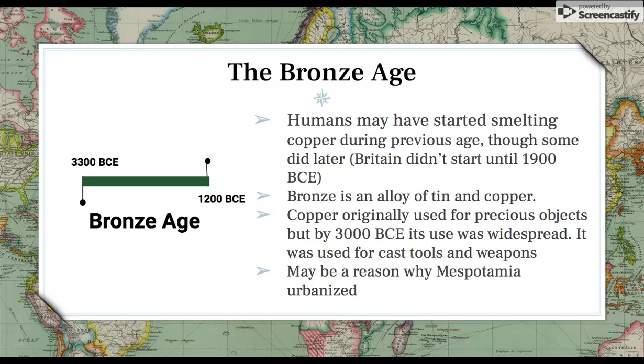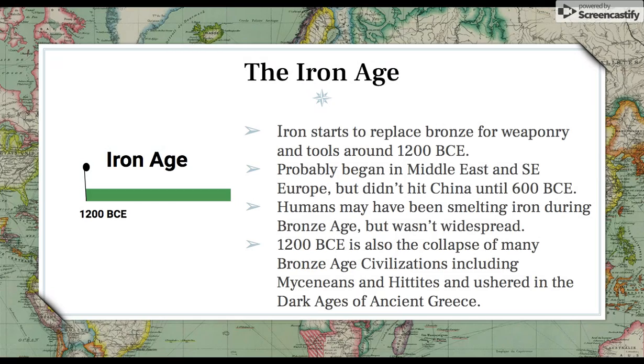So bronze is an alloy of tin and copper, and they found that it was actually pretty easy to smelt. And so copper was originally used for small and precious objects. I'm thinking jewelry, I'm thinking religious objects perhaps, but by 3000 BCE, really the use of it was widespread. And they started to cast the bronze for tools and for weapons, and it was really strong and in some cases stronger than most types of stone. Some historians and archaeologists think that this may have been the reason why Mesopotamia urbanized, as they started needing settled places to smelt the bronze, or I should say the tin and the copper together to make bronze.